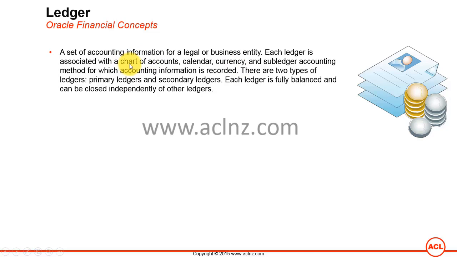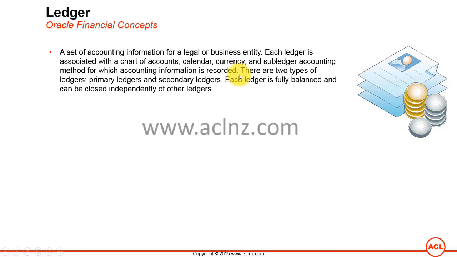And obviously a transaction happens on a date, so that is where we require a calendar, and then a transaction happens in a currency, so we have to capture that transaction value in an associated currency. And the subledger accounting method, that accounting method could be on accrual basis or cash basis, for which accounting information is recorded. In terms of ledger itself, there are two types of ledgers. One is called a primary ledger and the second is called a secondary ledger.